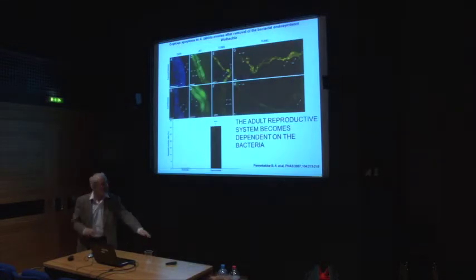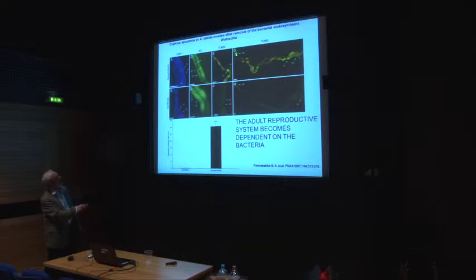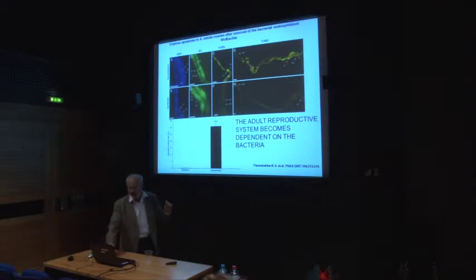Cell death occurs in the ovaries. So here's the cell death occurring, that's the yellow stain here. Here it is with bacteria, there's hardly any cell death. Aposymbiotic, those without the symbionts, lots of cell death. Those with the symbionts, hardly any cell death. The adult reproductive system of female wasps depends on the symbiont.